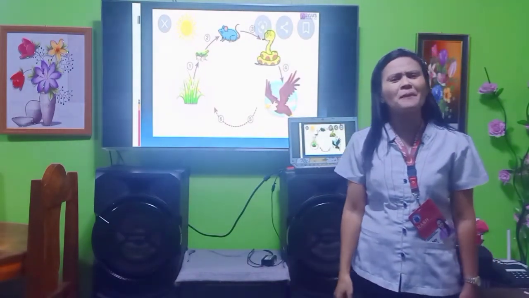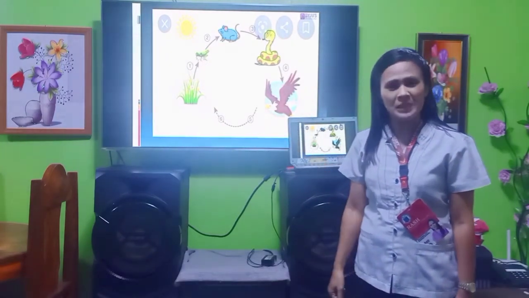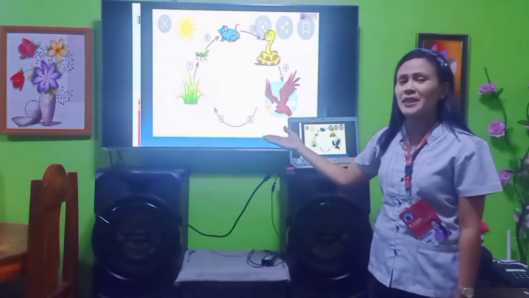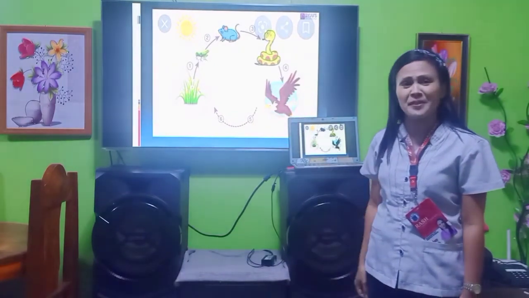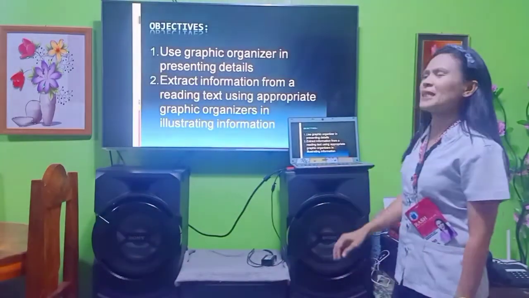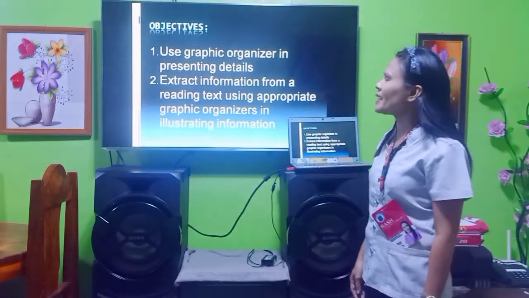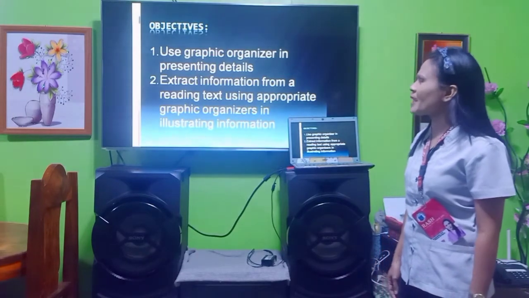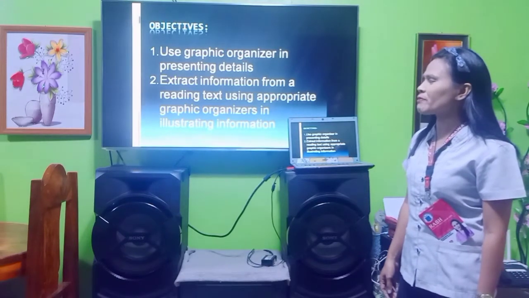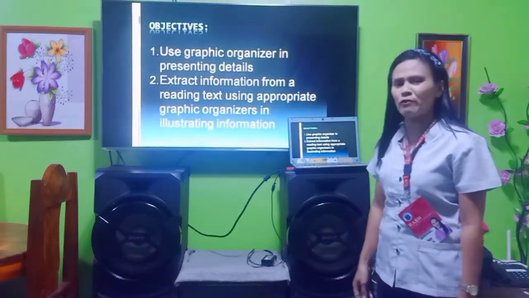So this one is an example of a food chain, and you are correct. Now my next question is, what do you think aided you in understanding the concept of the picture that was presented to you? Yes, you are correct. Through the aid of the graphic organizer, you were able to understand the concept of the food chain that was presented to you. And that will be our lesson this afternoon. So before proceeding, allow me to present to you the objectives of this afternoon's lesson. Number one, at the end of the lesson, you are going to use graphic organizers in presenting details. Number two, you are going to extract information from a reading text using the appropriate graphic organizers in illustrating information.